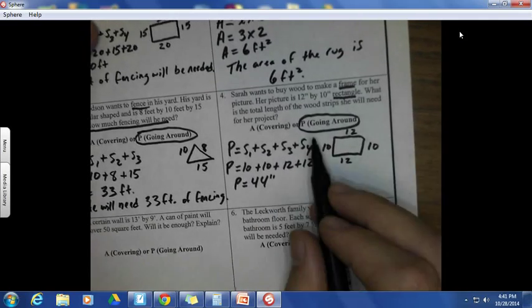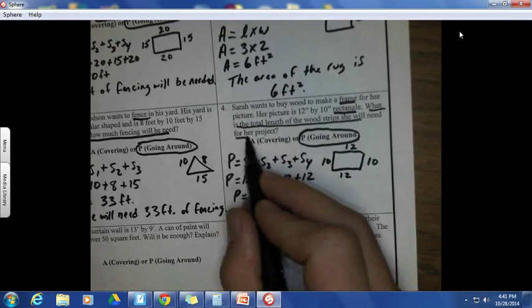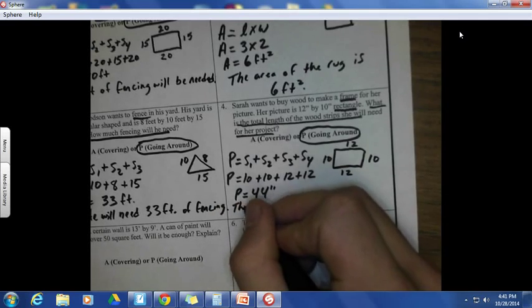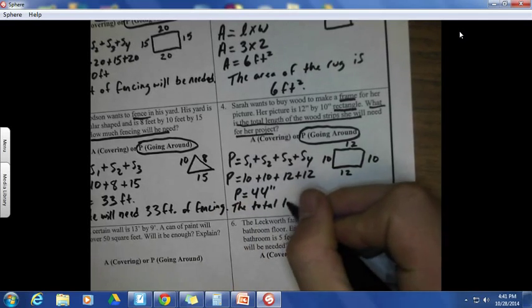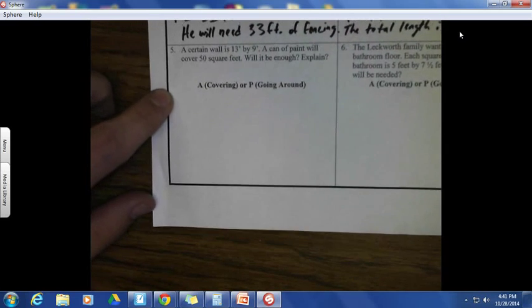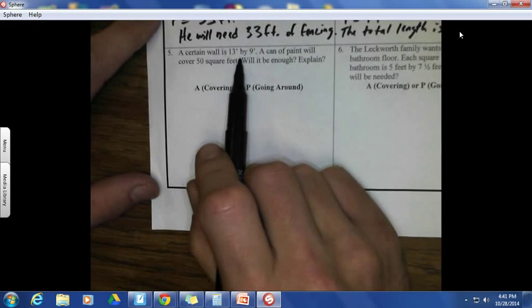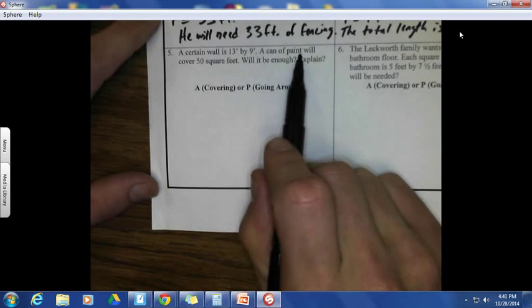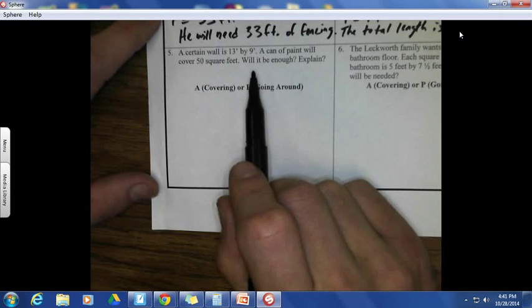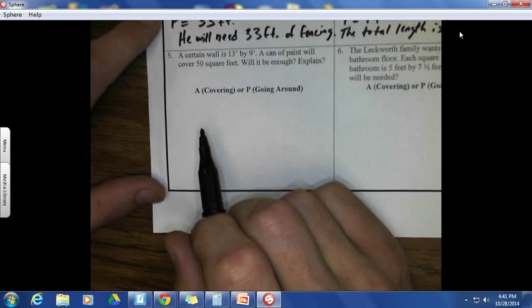Next we have to restate the question, answer all parts. What is the total length of the wood strips you will need? The total length is 44 inches. Easy as that. Alright, let's look at number 5. Number 5 says a certain wall is 13 feet by 9 feet. A can of paint will cover 50 square feet. Will it be enough? And it says to explain.